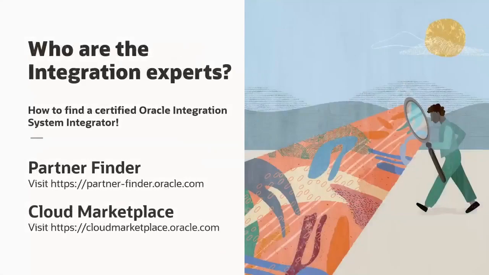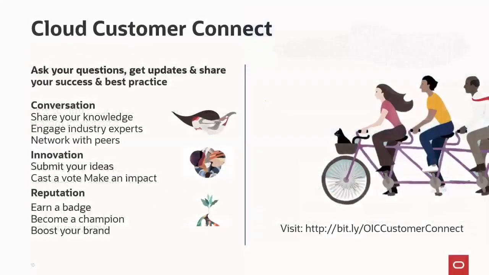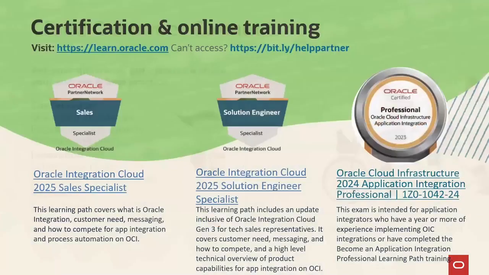If you would like to know who the experts are who can help you, you can search for partners at Partner Finder, and you can visit Cloud Marketplace. There you can search for certified integration experts, and you can search for companies like Flexagon who offer third-party tools and pre-built integrations. If you have questions, if you would like to get the latest updates and share your success and best practices, please collaborate at Oracle Cloud Customer Connect. There you can start conversations with your questions, you can submit innovations, and you can earn badges.